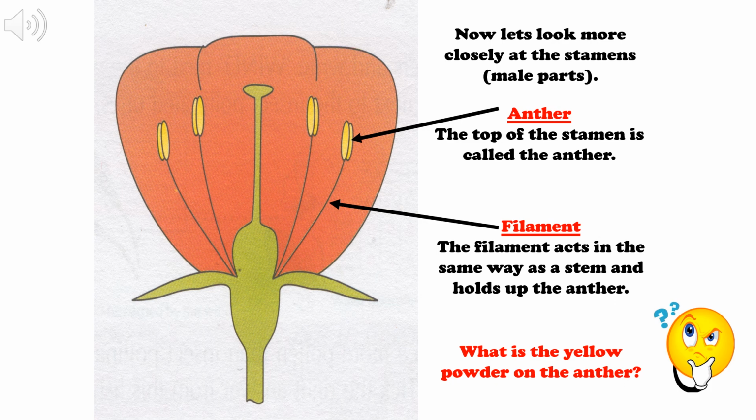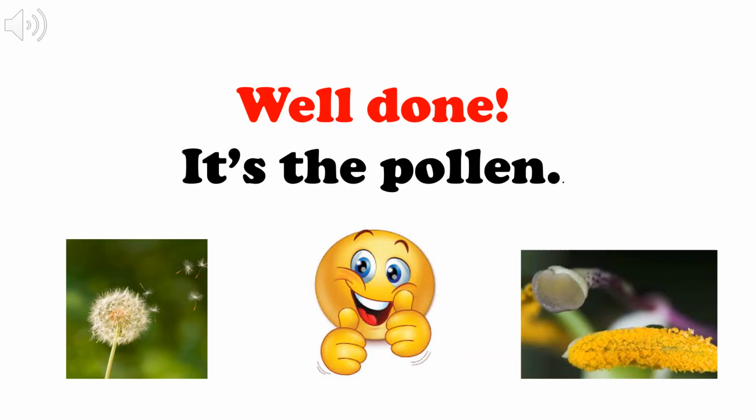Now what I want you to think about is this question. What is the yellow powder on the anther called? Just think about that for a minute. Did you get it right? Well done. It's the pollen.